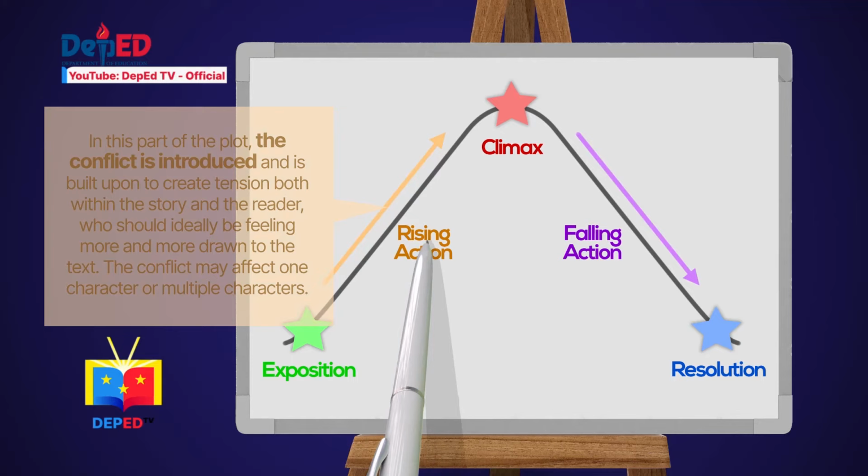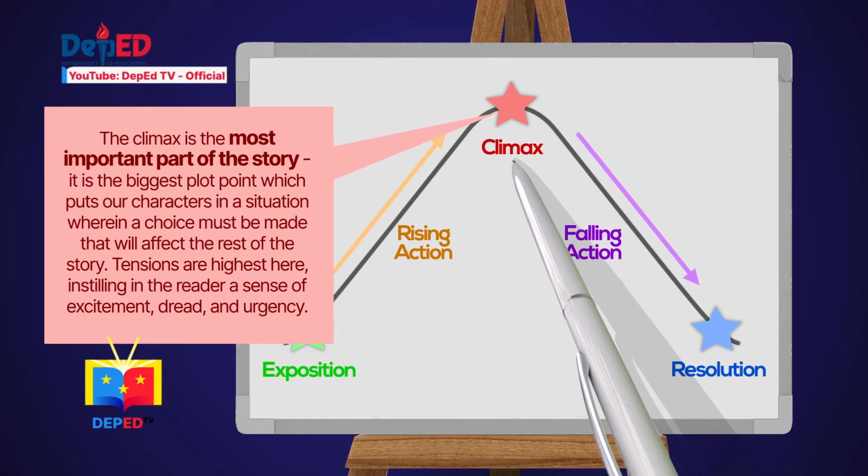Now, we get to the climax. The climax is the most important part of the story. It is the biggest plot point which puts our characters in a situation wherein a choice must be made that will affect the rest of the story. Tensions are highest here, instilling in the reader a sense of excitement, dread, and urgency. And guess what's next? The falling action.